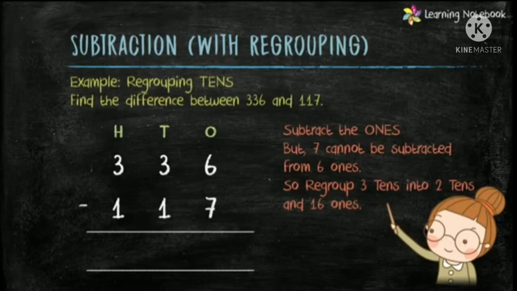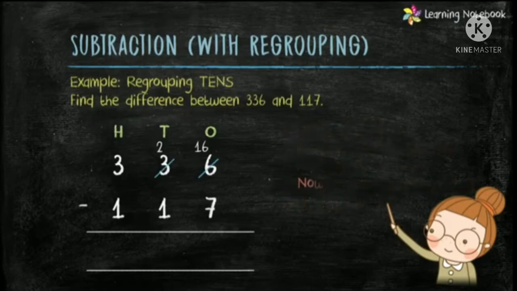Let me tell you a story to understand the regrouping method in a simple way. Since 6 is weaker than 7, it will take the help of its neighbor, which is 3 at tens place. 3 is a good and kind-hearted neighbor. It gives 1 of its power to 6. Therefore, 3 becomes 2 and 6 becomes 16. Now we can easily subtract 7 from 16, which is 9.